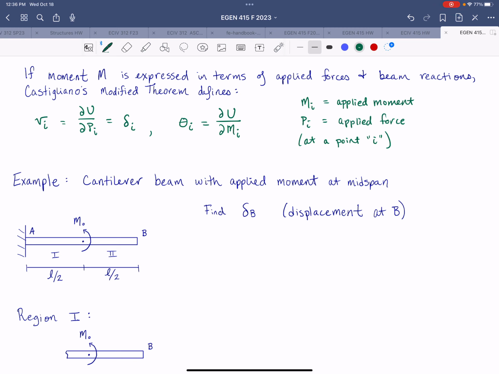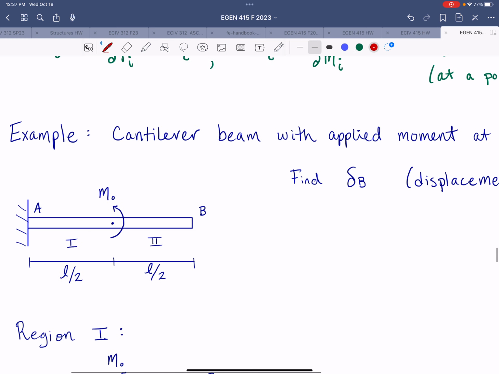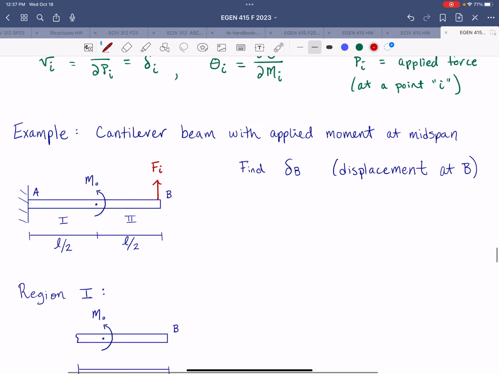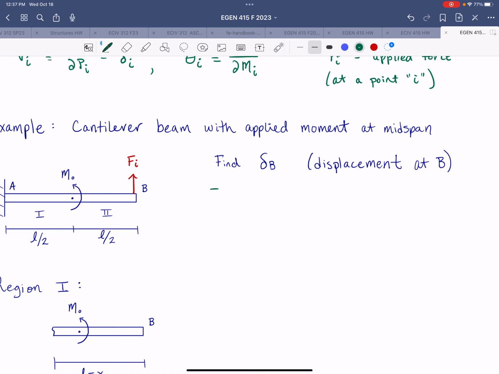Is this sounding familiar? Yeah. Okay. All right, so we're going to apply a fake force. We'll call that capital Fi. And I'll write what I said a moment ago. No applied force.